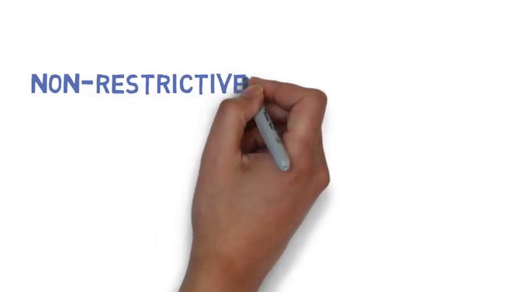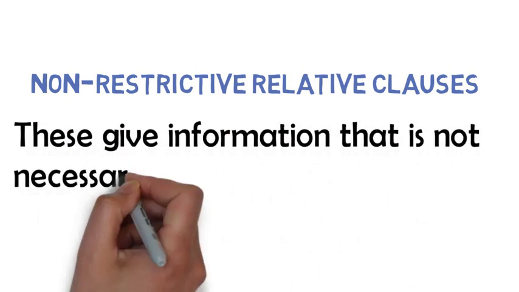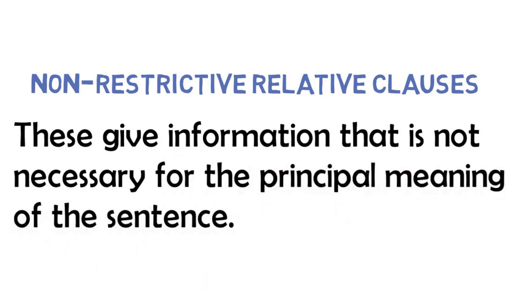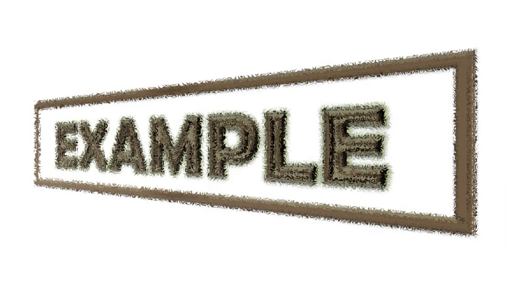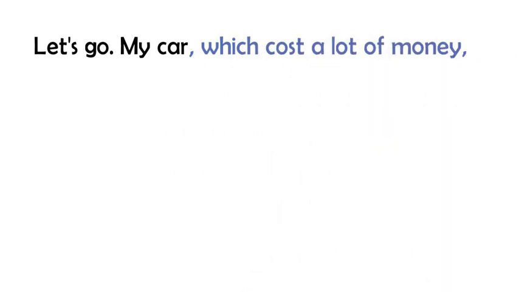Let's now contrast this with non-restrictive relative clauses. And these give information that is not necessary for the principal meaning of the sentence. And let's illustrate this with another example. Say you're planning to go somewhere with your friend. He comes over, you invite him in, and you sit and chat for a while. Then he looks at his watch and says, "Let's go. My car, which cost a lot of money, is parked outside."